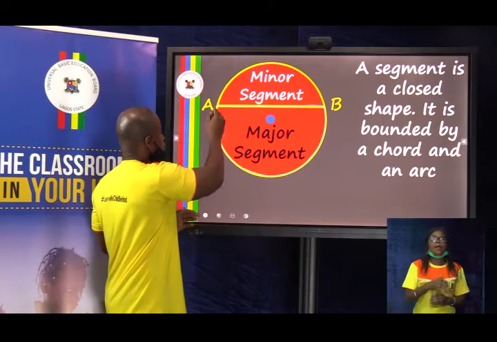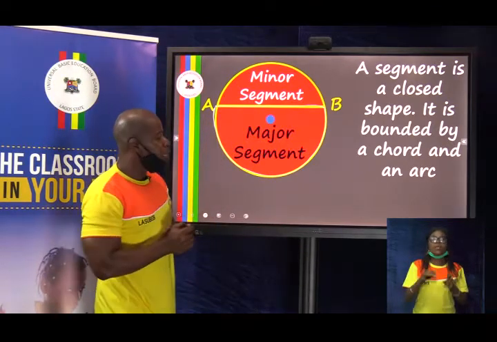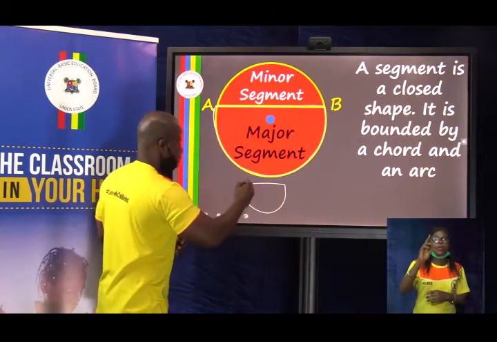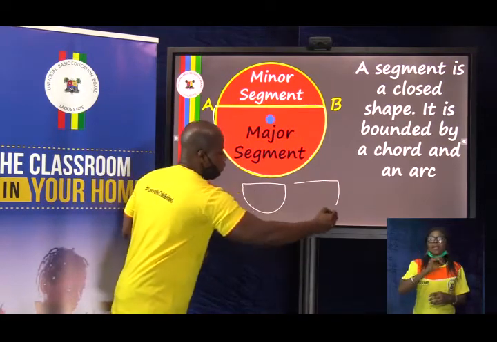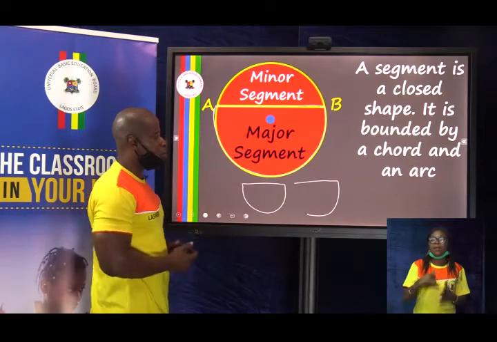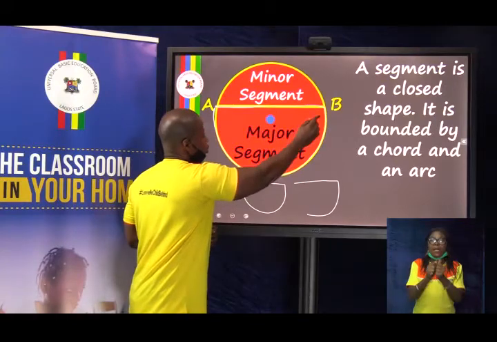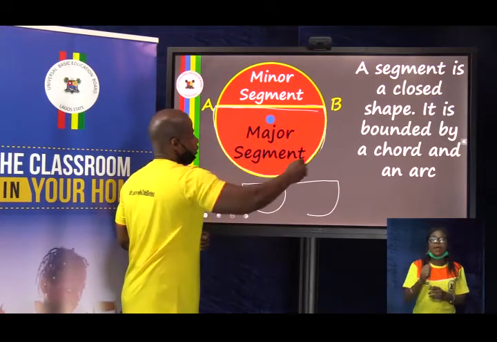It must be closed. Okay? It is bounded by a chord and an arc. So, for example, this is a segment. But if it is not closed, like this one, it's not a segment. It has to be closed. Okay, so a segment is bounded by a chord, this line, and an arc, this one.